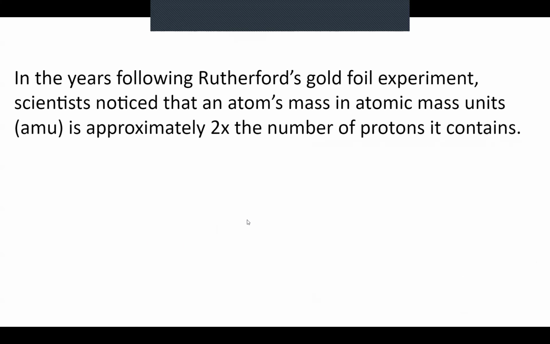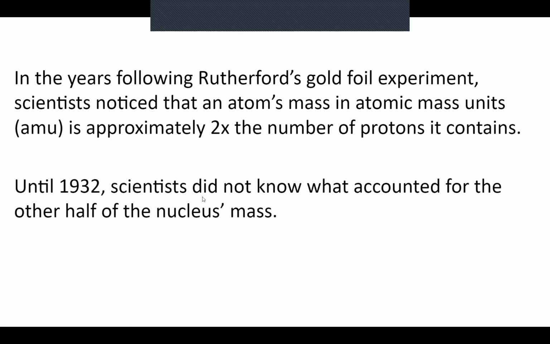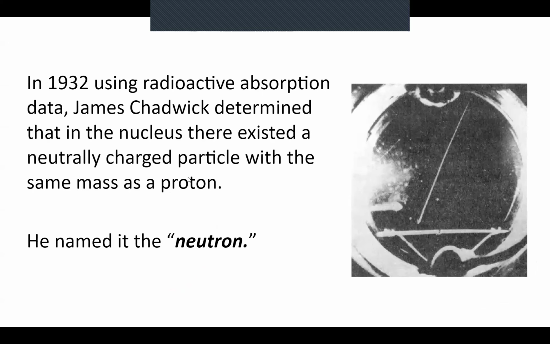In the years following Rutherford's gold foil experiment, scientists noticed a lot of interesting things about an atom's mass being roughly, at least for the smaller elements, 2 times the number of protons that it contains. So they were able to count up the number of positively charged particles. And they said something had to account for the missing mass there. And eventually it was in 1932 with a British scientist named James Chadwick, who was doing some work with X-ray crystallography, that he eventually got evidence for that third subatomic particle that had mass but no charge. And he called it the neutron because of its neutral charge.